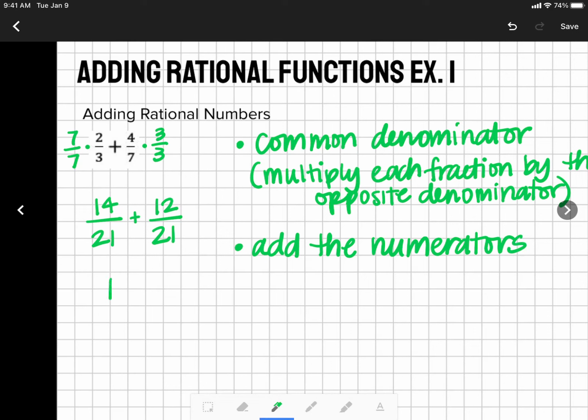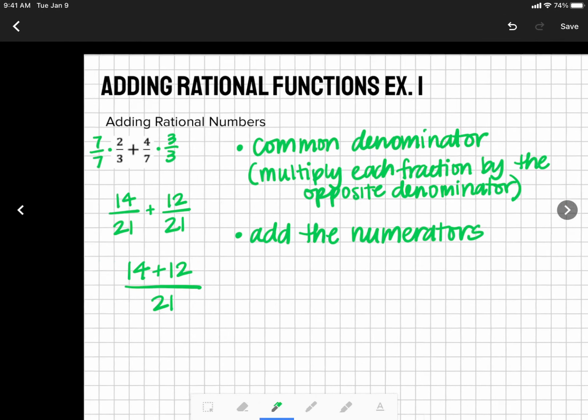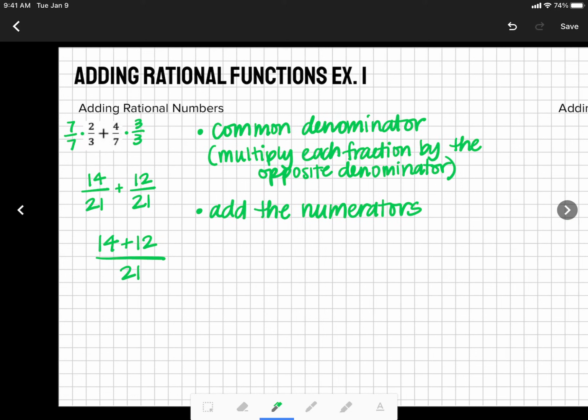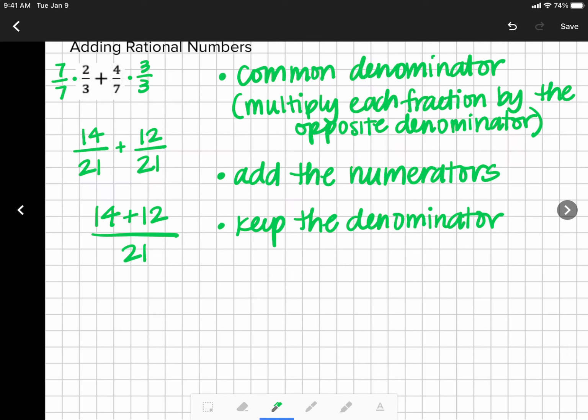So in this case, I'm going to write this step out, but you don't have to. You can definitely internalize this step. 14 plus 12 all over 21. You'll notice that we don't touch or change the denominator. So I'm just going to add a note that we keep the denominator intact. And then we just have 26 over 21. Now, if it was possible to reduce this fraction more or simplify it more, we would. So we always just look as our last step to simplify.